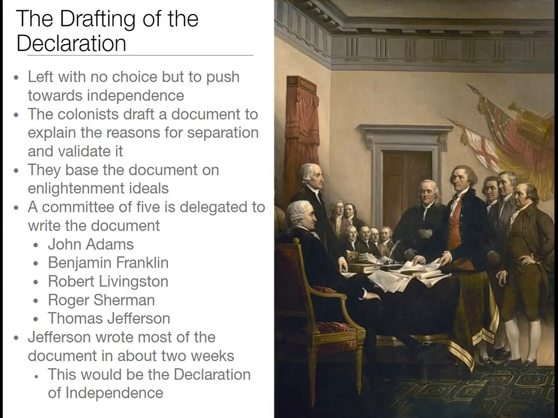They base the document on Enlightenment ideals. A committee of 5 is delegated to write the document: John Adams, Benjamin Franklin, Robert Livingston, Roger Sherman, and Thomas Jefferson. The bulk of it gets written by Jefferson in about 2 weeks, and this would become the Declaration of Independence.